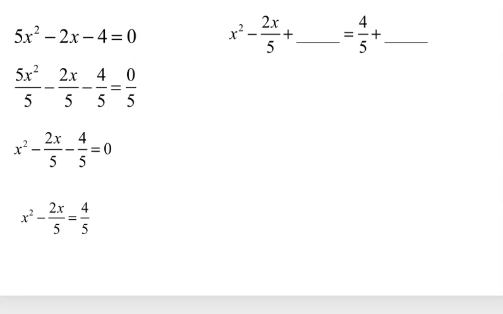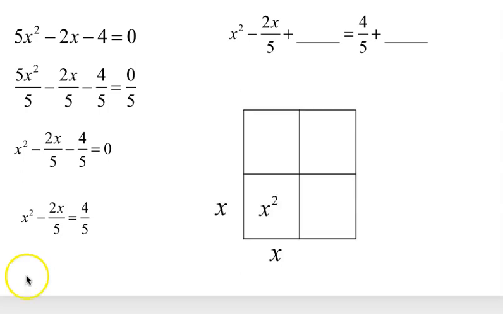Think about what's going to go in the box. So I put x squared here for you. These two boxes add up to negative 2x over 5. I hope it's obvious that each one will be negative 1x over 5. Width times height is area. X times negative 1/5, negative 1/5 x. X times negative 1/5, negative 1/5 x.